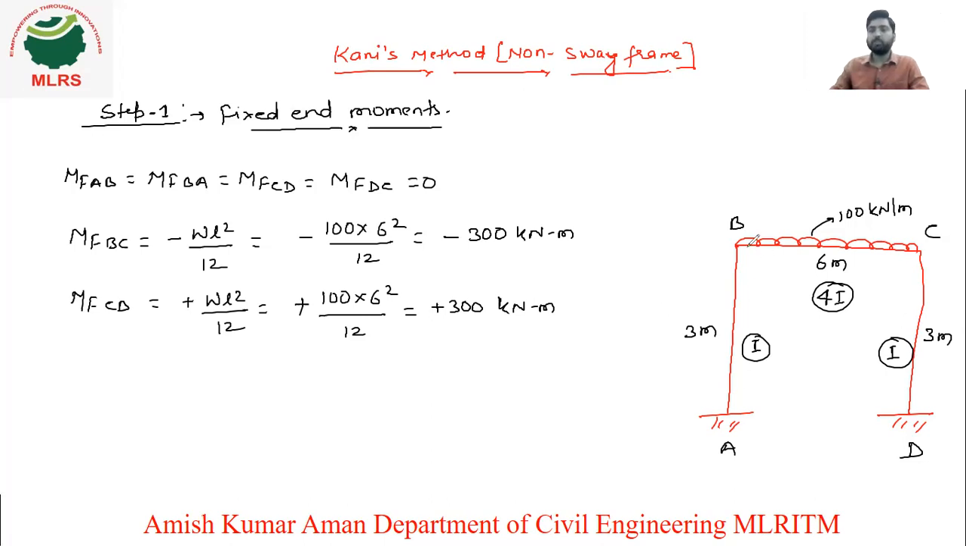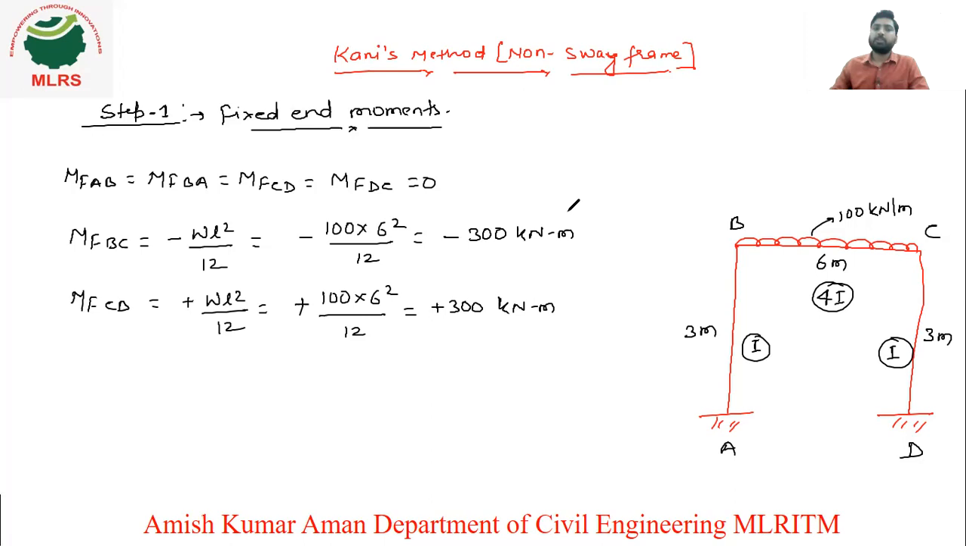ABCD is your frame loaded on BC span with a UDL of 100 kilonewton per meter, whose span is 6 meter. AB span is 3 meter, CD span is 3 meter. Moment of inertia for these members is 4I and I.